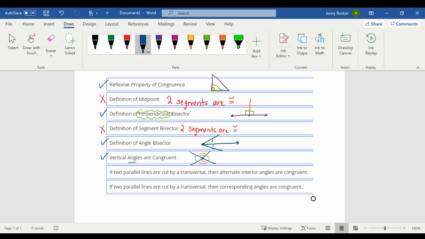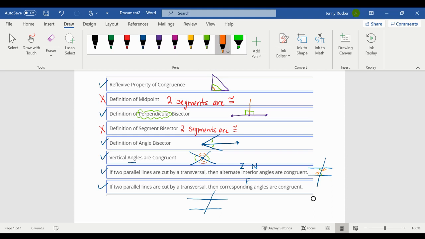Our last two statements use the parallel lines cut by a transversal. These can be used to show that special sets of angles are congruent to each other. Our first type is alternate interior angles. These make the Z or the N. So when we have our parallel lines cut by a transversal, we have our alternate interior angles that we know are congruent. We also have the corresponding angles, and these make the F.